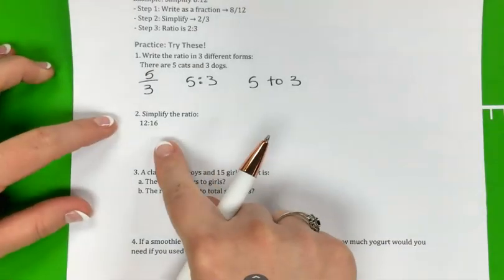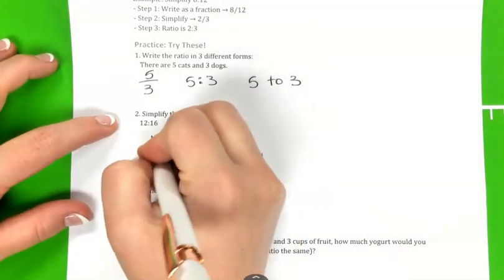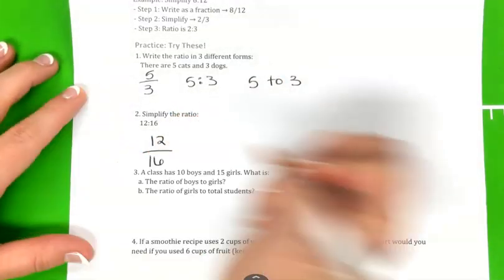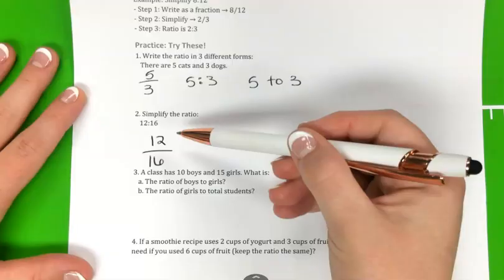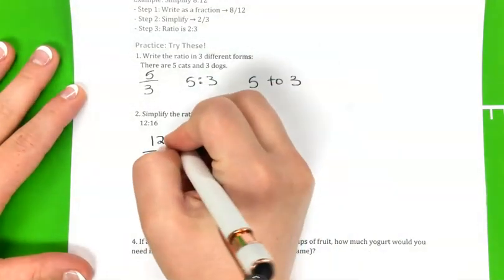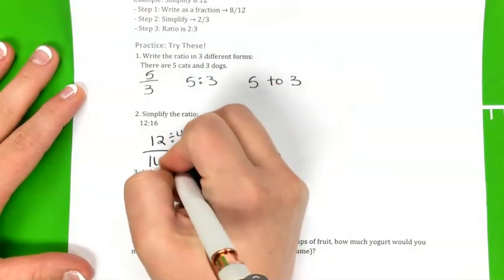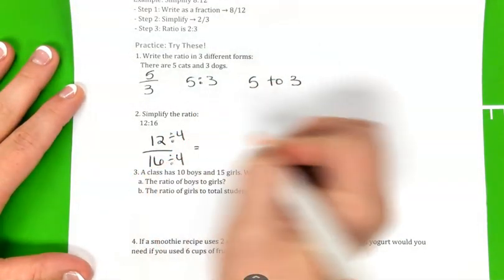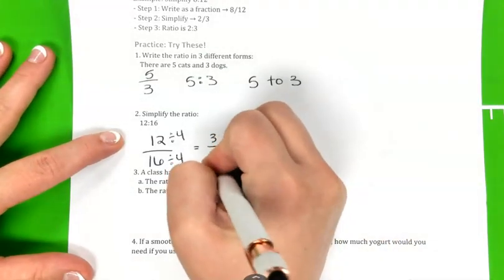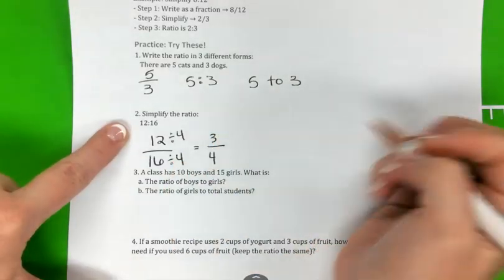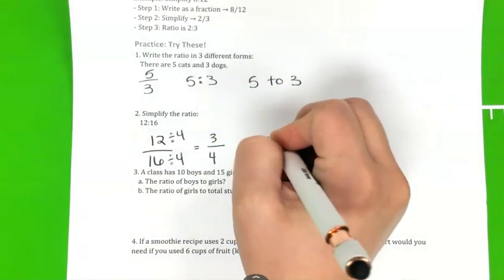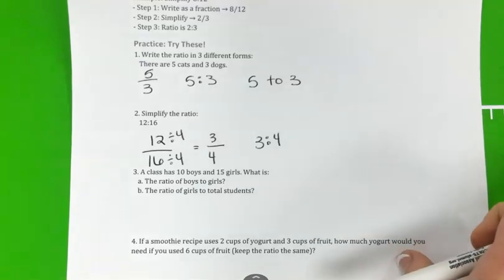On to number 2, I've got the ratio of 12 to 16. So if I rewrite that as a fraction, I've got 12 over 16. Both of these are divisible by 4. So I'm going to divide the top and the bottom by 4 to simplify it. And this becomes 3 over 4. And if I put it back in that format that it was originally in with the colon, that would be 3:4.